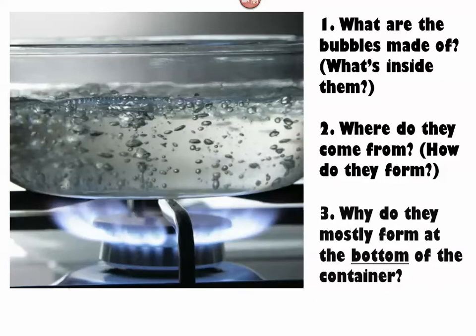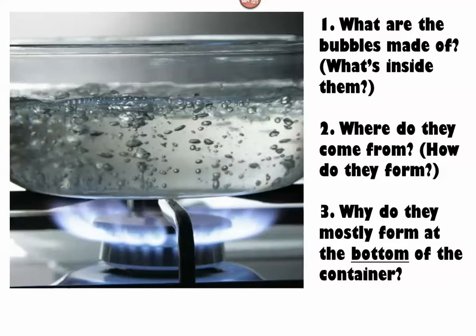And why do they mostly form at the bottom of the container? Well, think about it. Where is most of the heat being applied? Right down there near the bottom. So the bottom generally is where those occur, but they can really form anywhere in that whole column of water. Wherever you have water, and if it's getting above 100 degrees, it'll form a bubble.